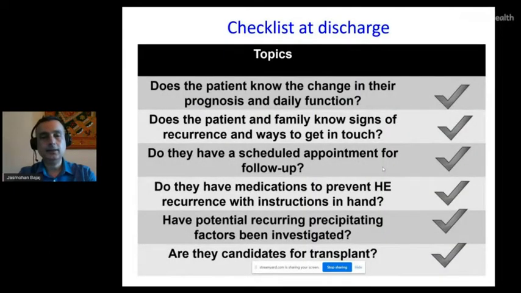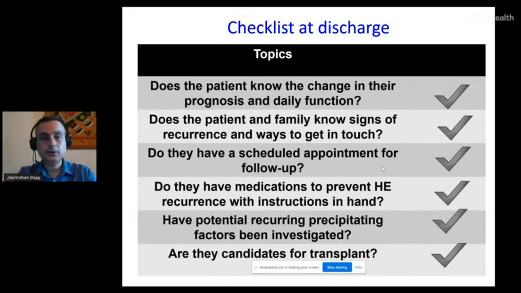So these are the checklists, which I think are very important. Does the patient know the change in their prognosis and daily function? Especially if this is their first episode of hepatic encephalopathy, you have to realize, put yourself in the patient's shoes. Their entire world has now changed and will never go back to what it was before. They are now potentially at risk of being a burden to other people, and they are not safe to drive. They're not safe to do a lot of the things that they were used to doing before. This loss of control, especially in older men, can be a big, big problem. And dependence on others is something that people are not used to. This is something that you really want to actually tell the patients and their family members. Does the patient and the family know signs of recurrence and ways to get in touch?